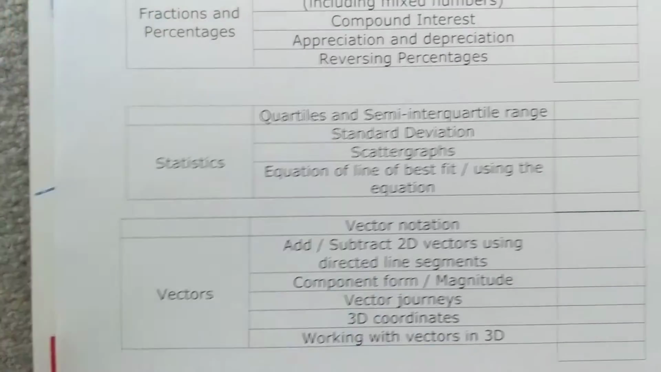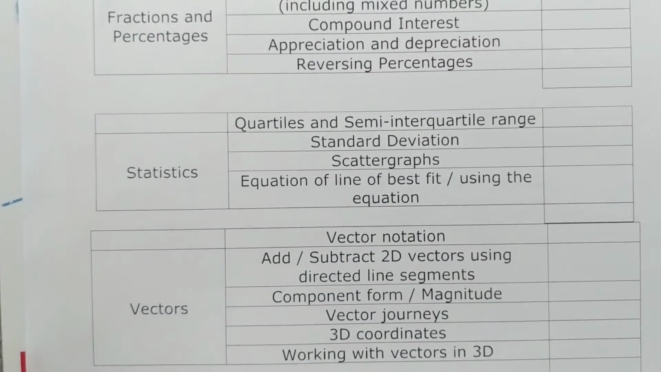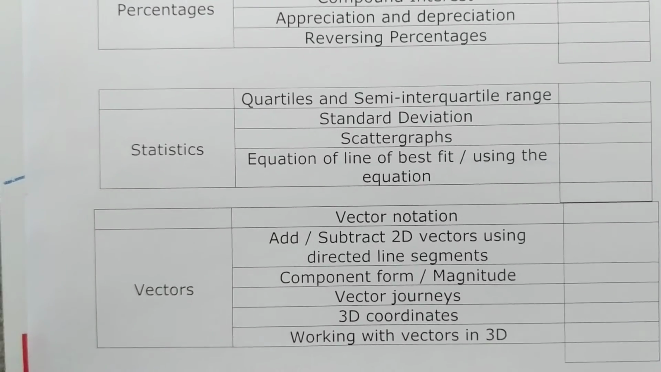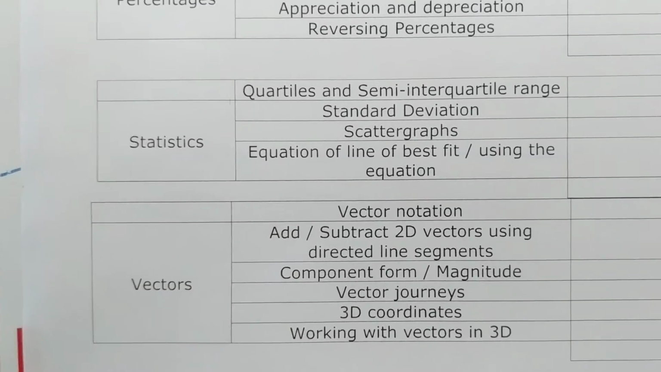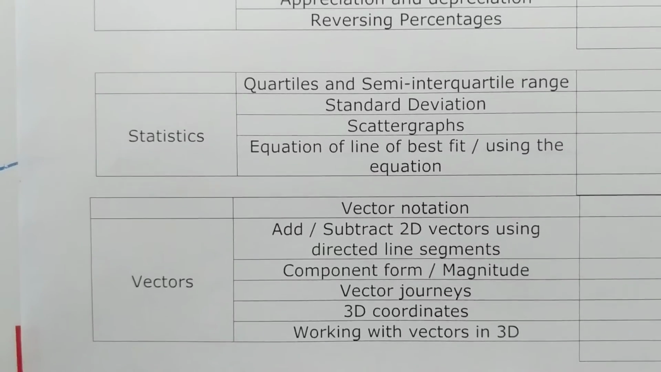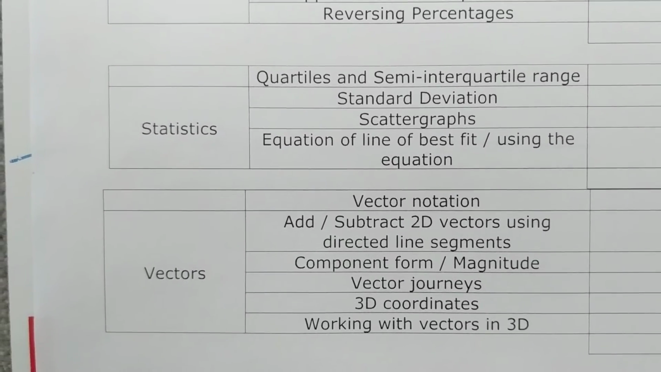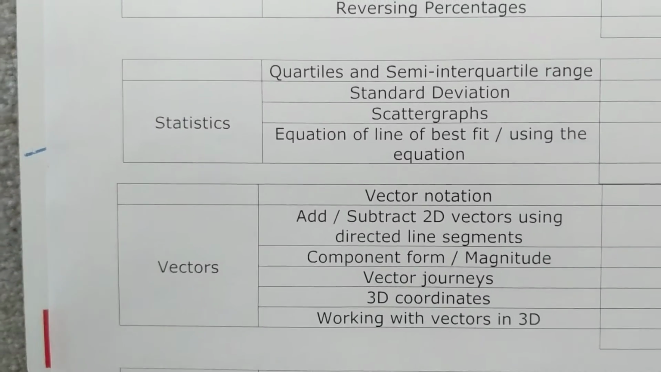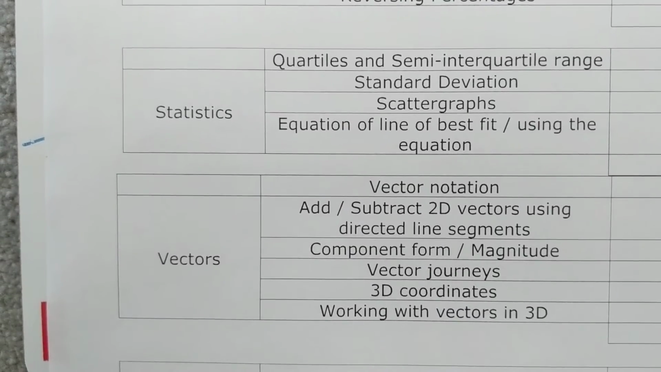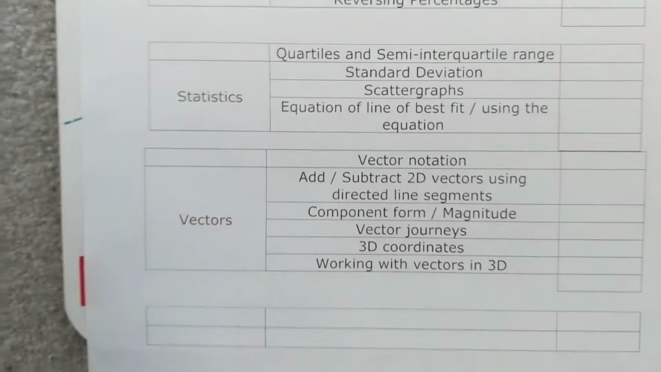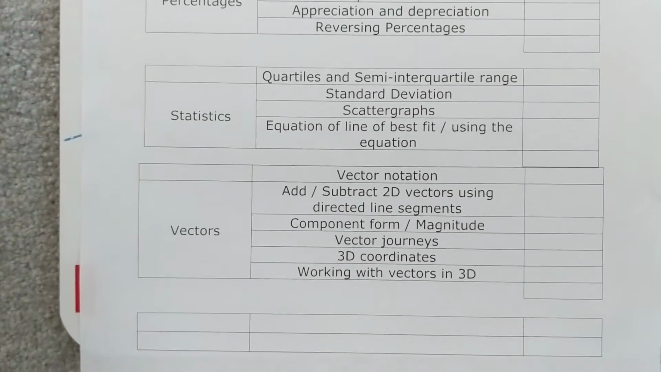The comments are important at the end. So if your mean or median's higher, it means on average that thing's bigger than the other thing. If the semi-interquartile range or the standard deviation is lower, it means it's more consistent. Remember, use the context of the question in your comments.